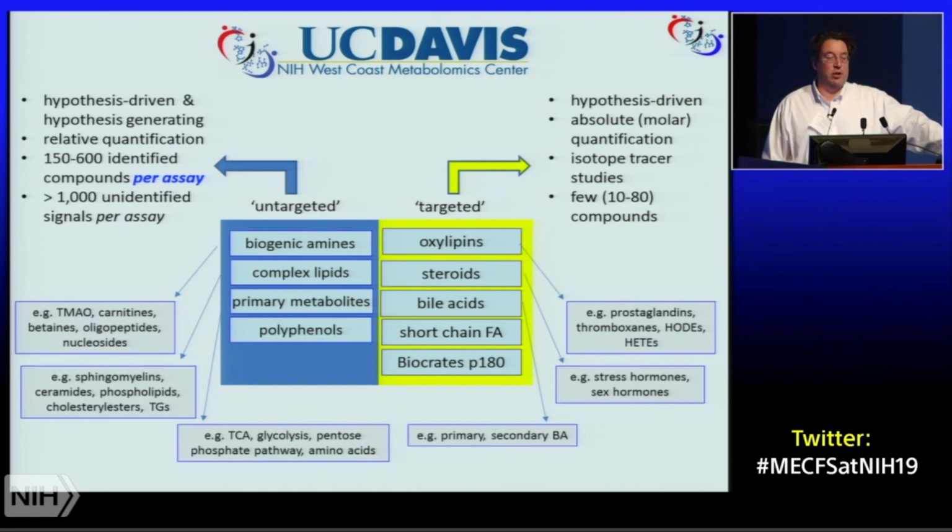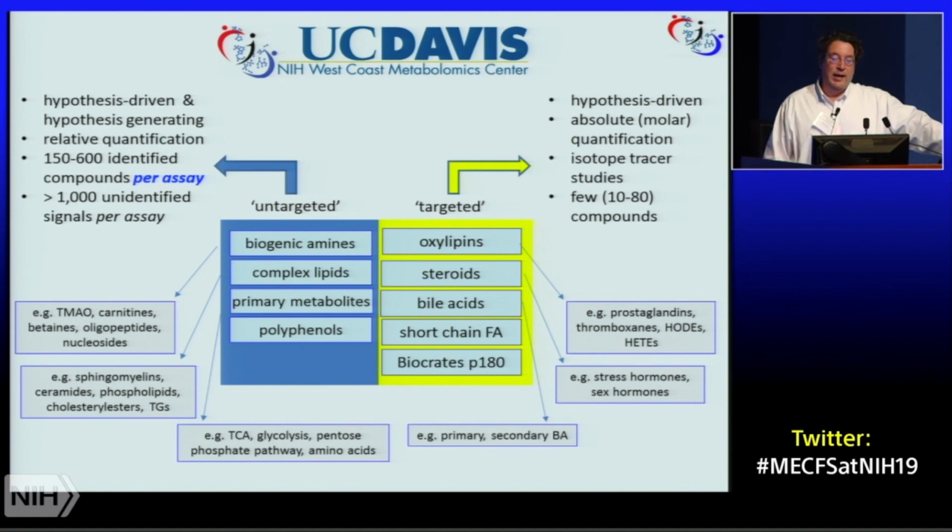Then we also get a lot of signals where we don't know what they are. We can do statistics with them. We can annotate them by chemical classes, as I will show you today. But we don't know the exact chemical nature of those yet. That means they might be involved in diseases like ME/CFS, but we don't know yet.